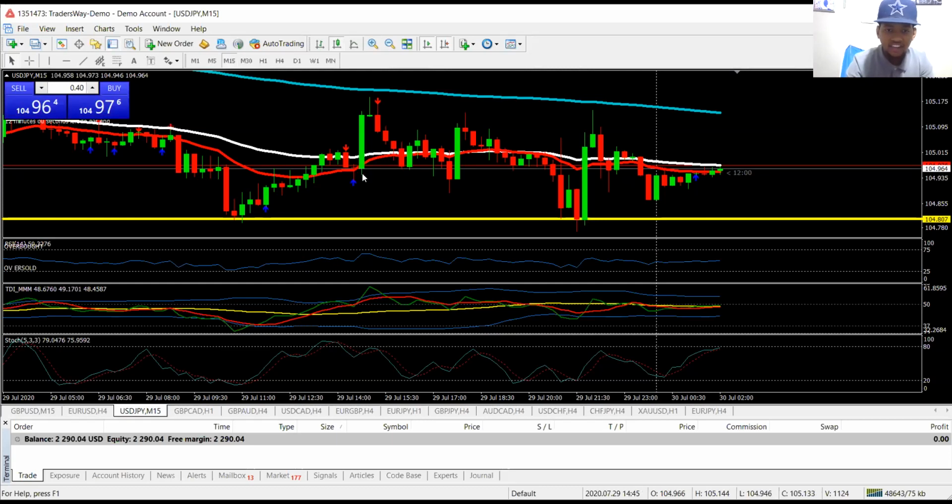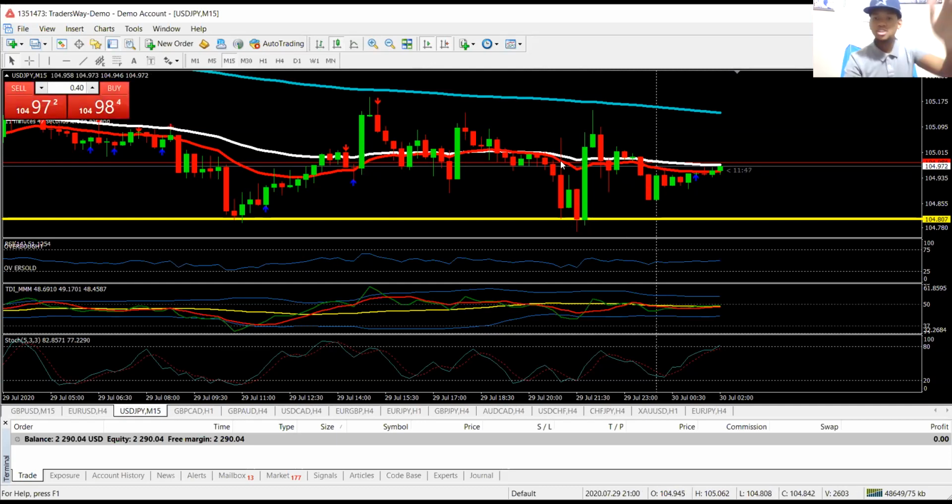Literally, guys, every time it tries to shoot past it, it shoots back down. Guys, follow my mouse. Look at that. Respecting it. The market is literally telling you, hey, I'm going to shoot beneath it, and then I'm going to come touch the 20 moving average again. I'm going to bounce off of it, then I'm going to come touch it again. It is literally doing this all day.